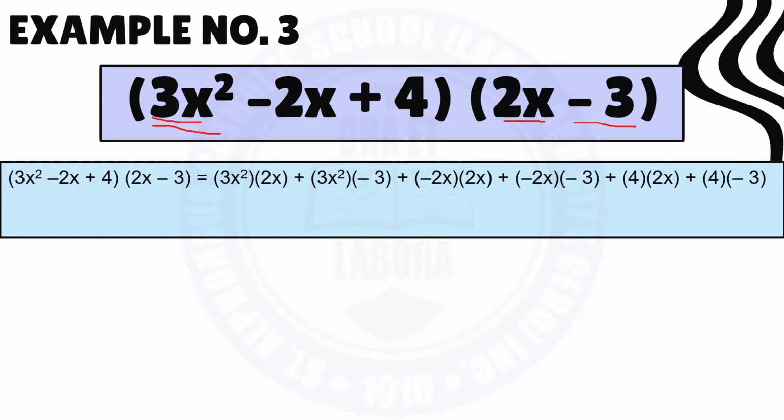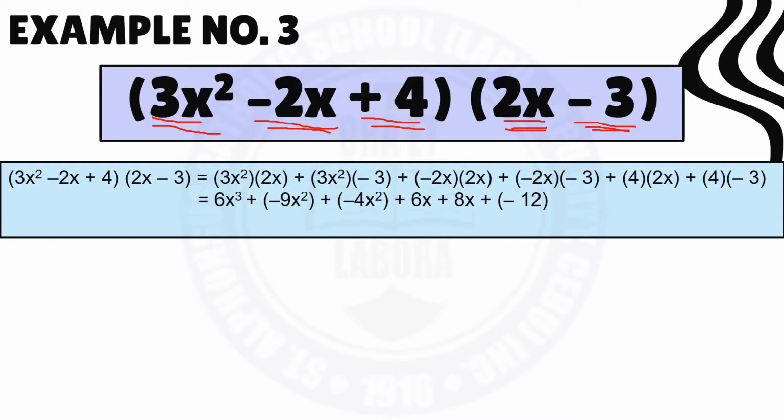Let's proceed to the second term, negative 2x times 2x. Negative 2x times negative 3. Then for the third term, 4 times 2x and 4 times negative 3. And then simplify. We have 6x cubed plus negative 9x squared plus negative 4x squared plus 6x plus 8x plus negative 12.